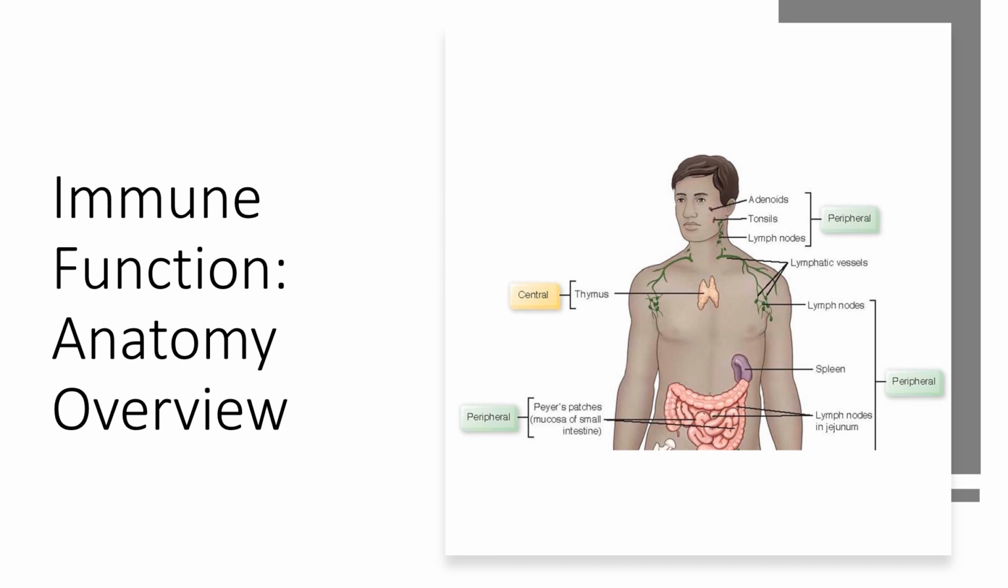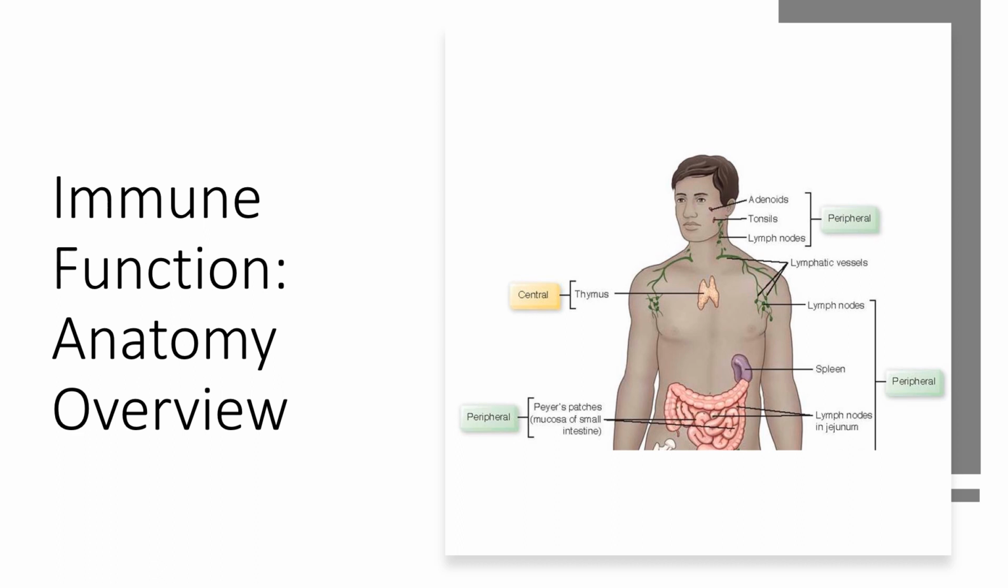We have the thymus. This is a soft organ. It's located within the chest cavity near the heart. It's large in children and decreases in size in childhood. It is the central lymphoid organ that produces thymosin. That's a hormone that stimulates T cell production, and it's where T cell development takes place.